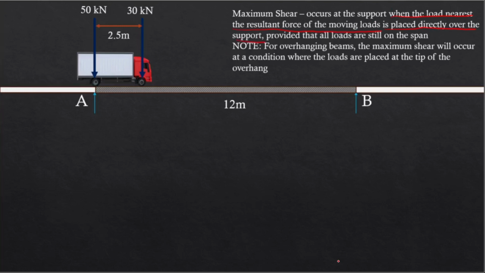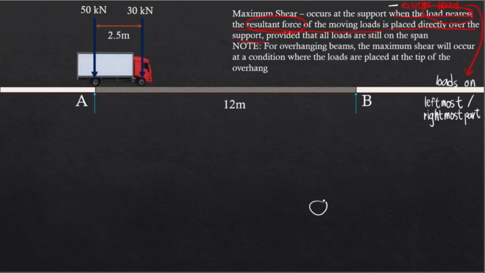Now, there are two things here. We have the resultant force and the load nearest to it. By the way, this refers to the extreme load. Now sir, what do you mean by extreme load? These are loads on the leftmost part and the rightmost part. Like for example, for this one, this is the leftmost load, while here, this is the rightmost load. That's what we call the extreme load.